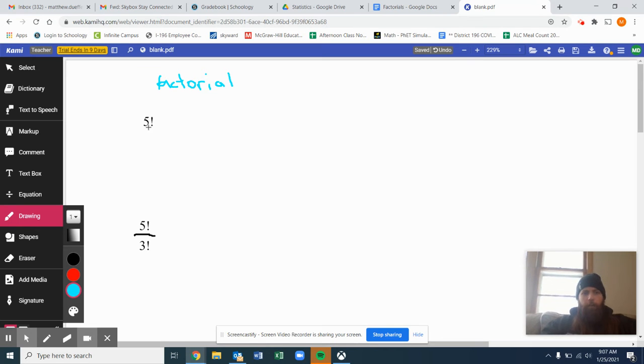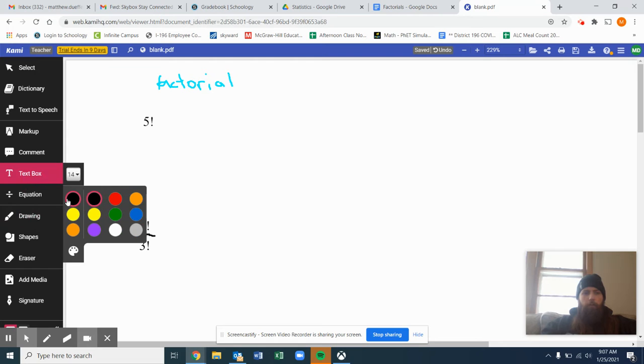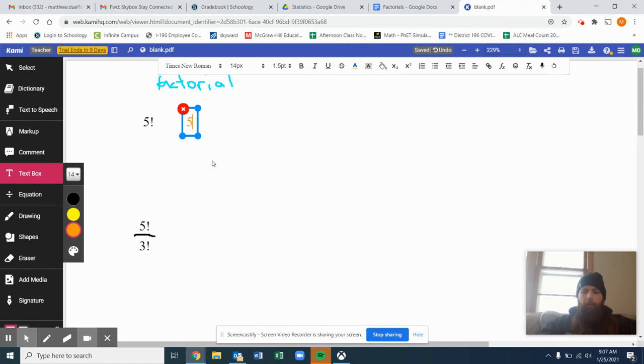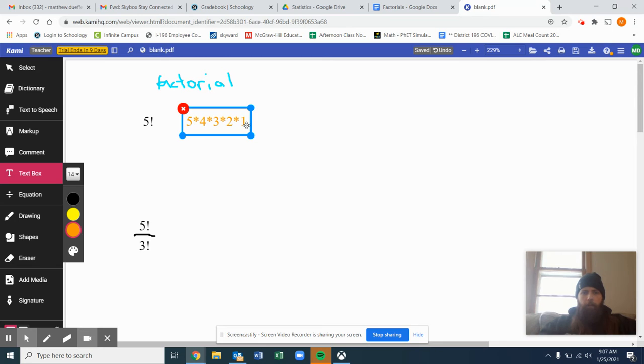So for example, 5 factorial is asking you to do 5 times 4 times 3 times 2 times 1. And then you just do that on your calculator. So that's 20, 60, 120. And that's my answer.